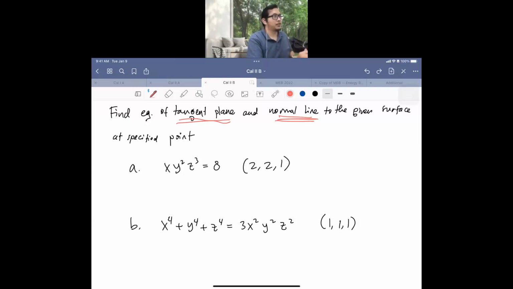Anyone got the answer for the first one? What's the tangent plane? If you have, you can write it in the chat box.